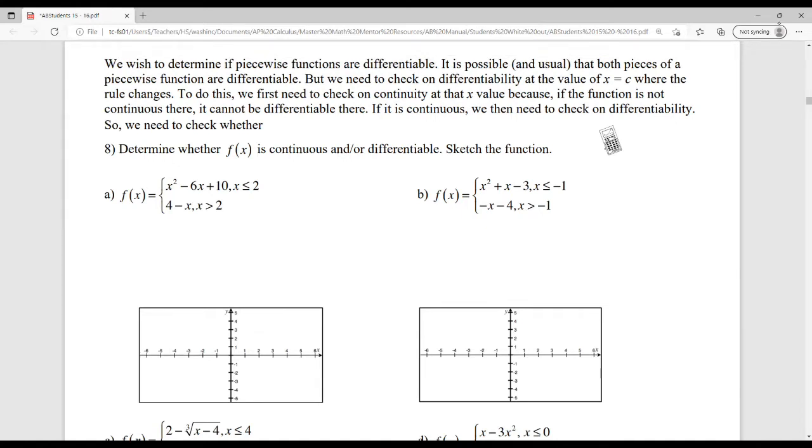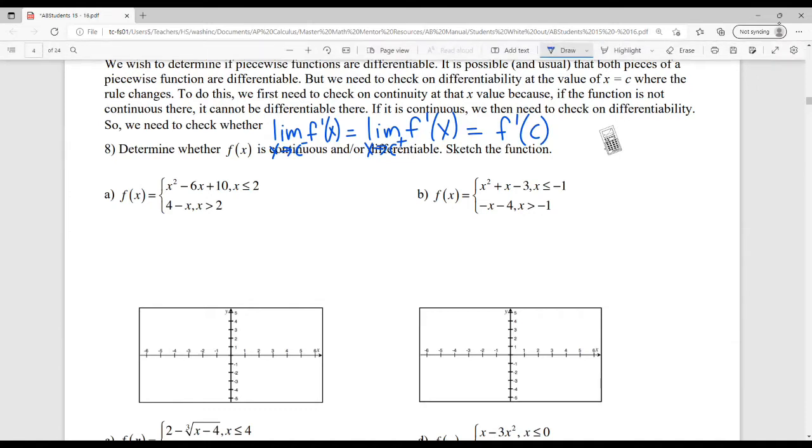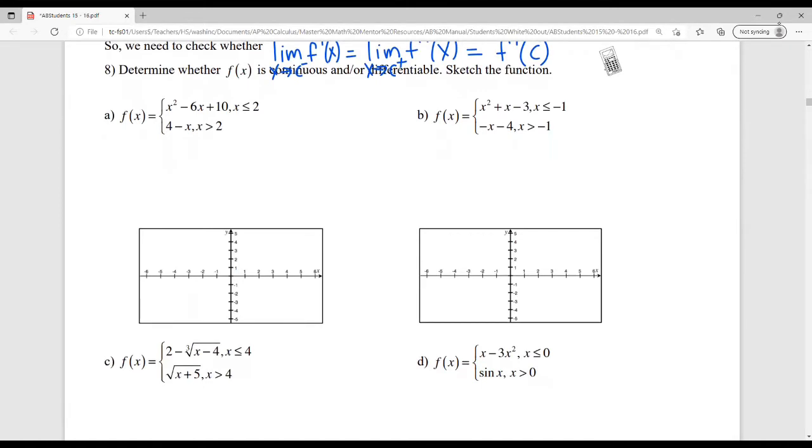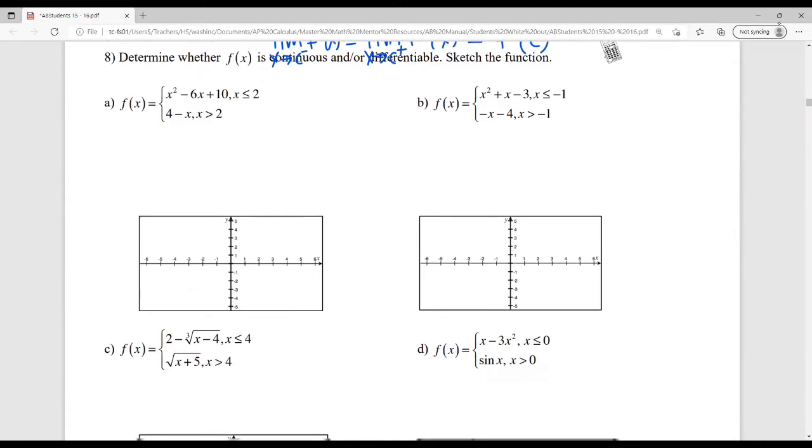In order to check to see if a function is differentiable, we need to check several things. We need to check that the limit as x approaches c from the left of the derivative is equal to the limit as x approaches c from the right of the derivative, and that has to be equal to f prime of c, the derivative at that location. So first we're going to check to see if it's continuous, and then we're basically going to do the same idea with the derivative. If the derivative is continuous, then the original function is differentiable.